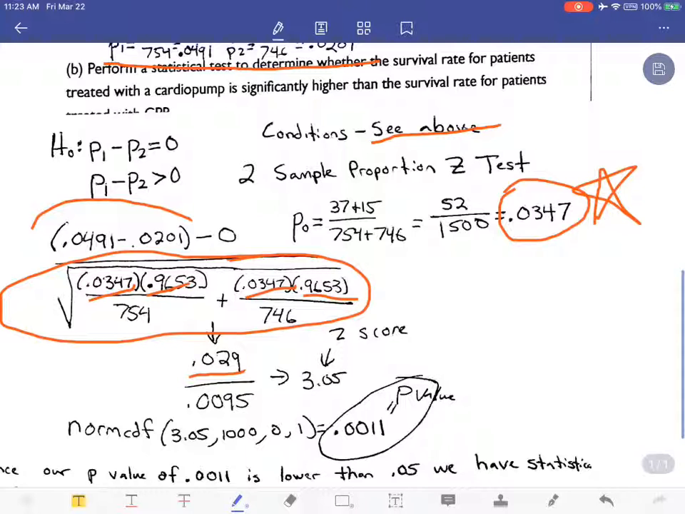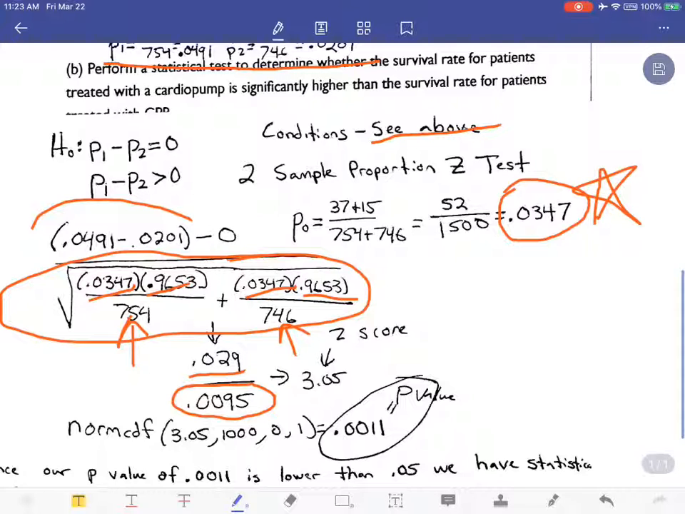In your significance test, the numerators in your standard deviation are always going to be the same. What's going to be different is the sample sizes, if the sample sizes vary, like they do in this problem. Sample size 1 was 754, so we put that on the bottom here. And 746 was the sample size for sample 2, so we put it there. Then that bottom number should come out to 0.0095.